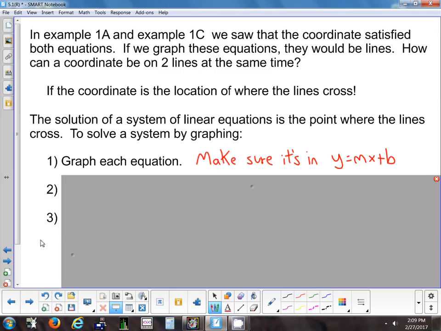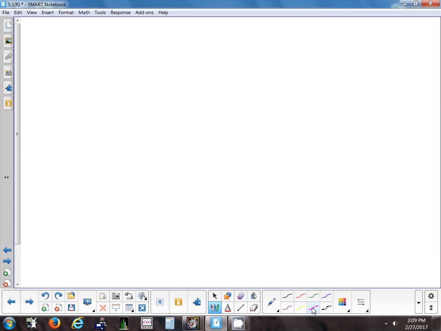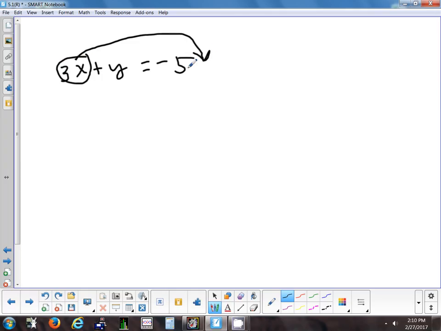So I got 3x plus y equals negative 5. Oh, 3x. That's a mistake written on the board right now. I absolutely agree with you, Ashley. The 3x is in the wrong spot. All right? The 3x is in the wrong spot. What do you have to do? Move it. How do you move it? Minus 3x, right? So we'll subtract 3x.